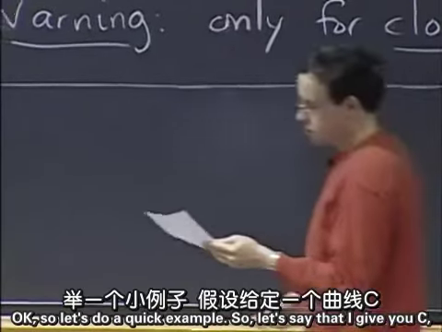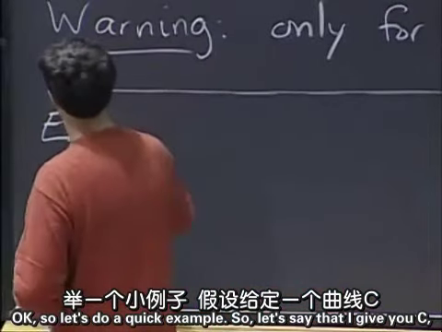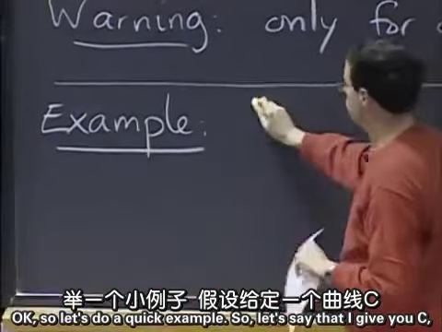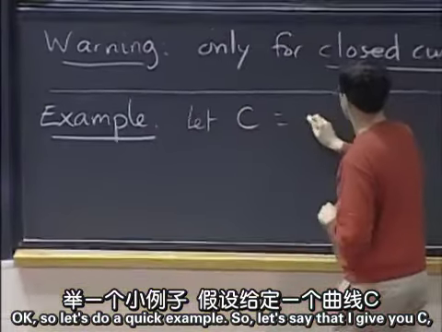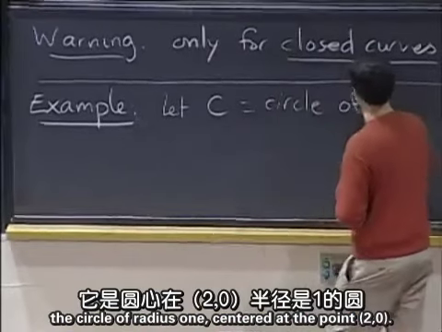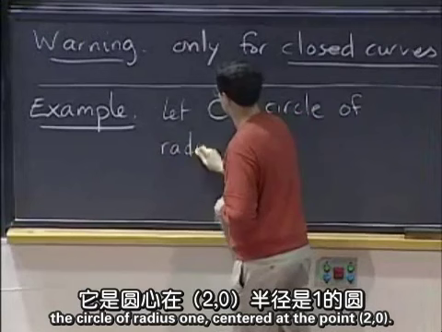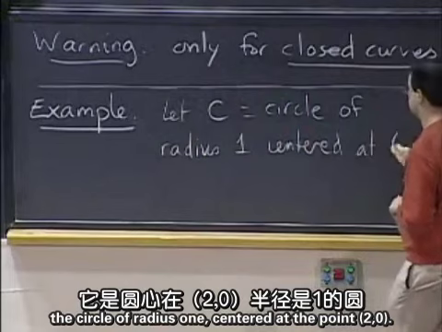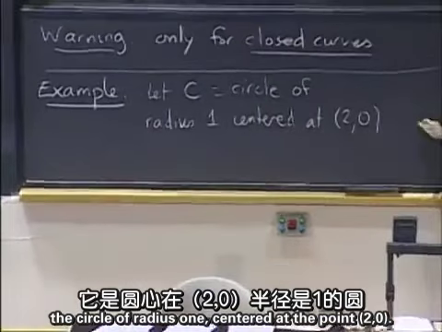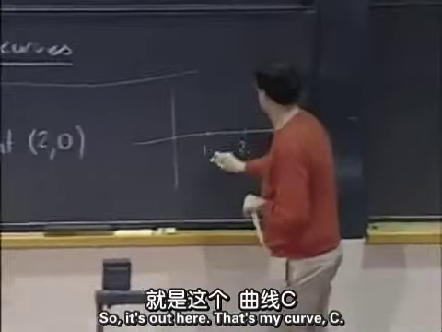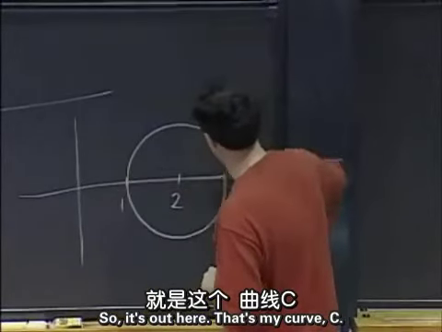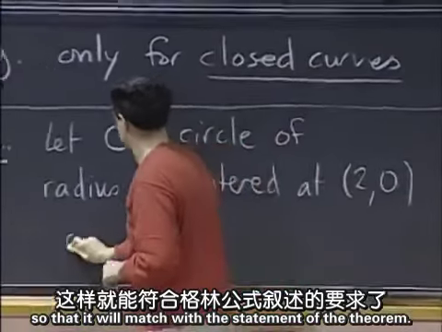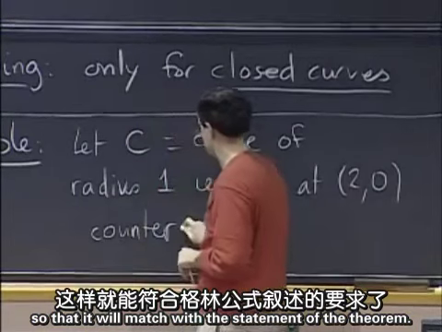Okay. So let's do a quick example. Let's say that I give you C, the circle of radius 1, centered at the point (2, 0). So, it's out here. That's my curve C. And let's say that I do it counterclockwise so that it will match with the statement of the theorem.